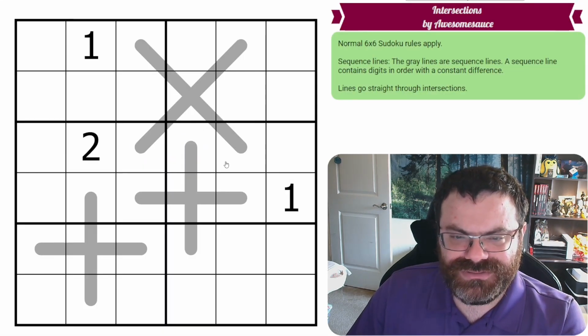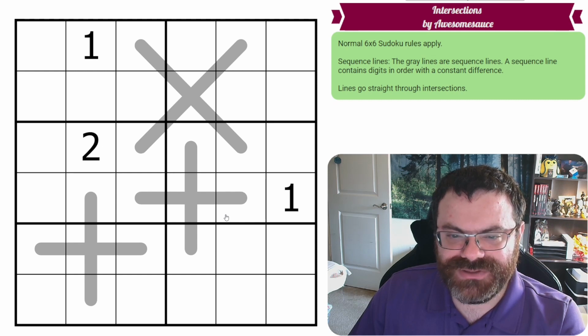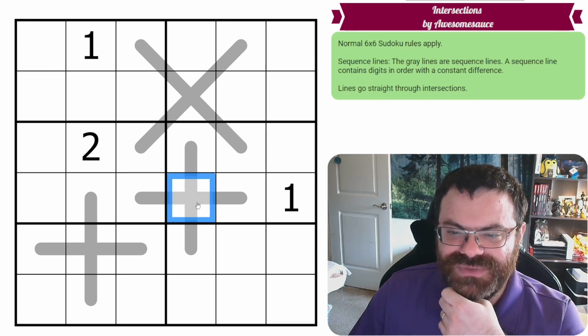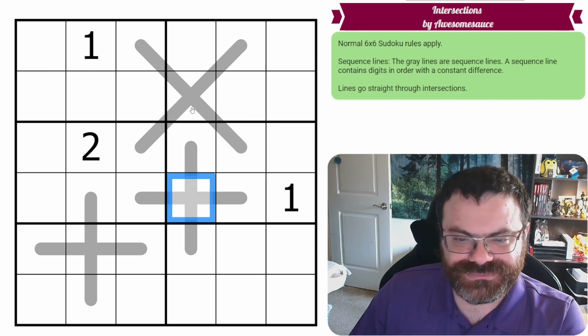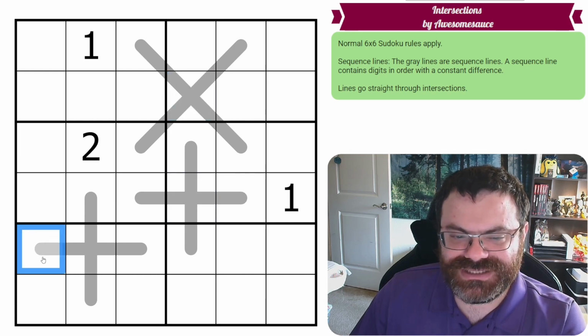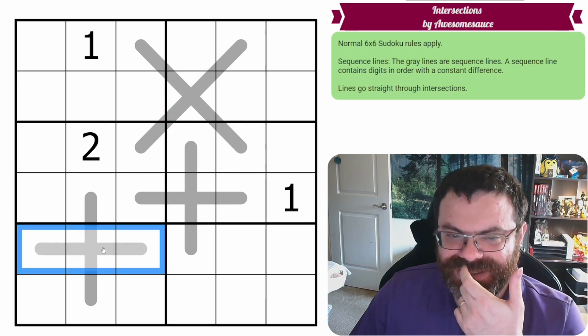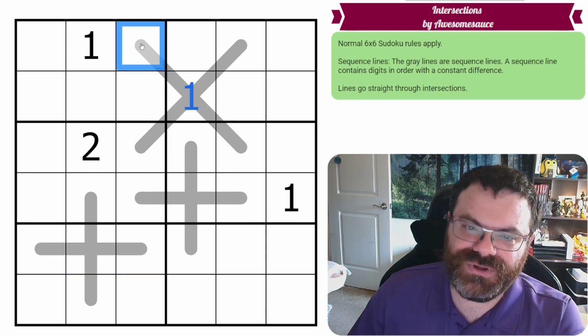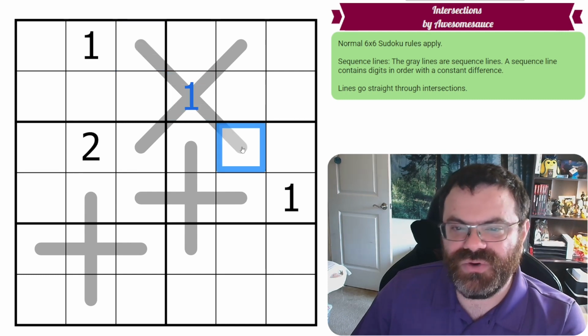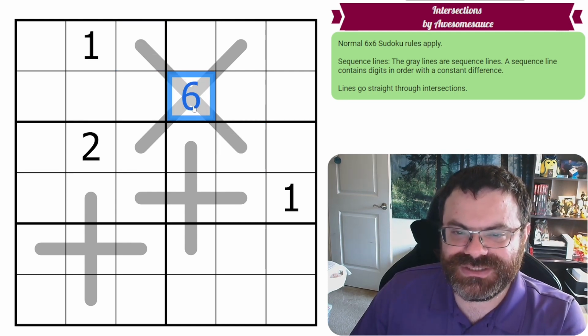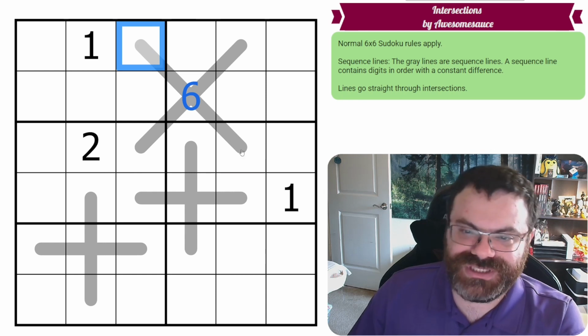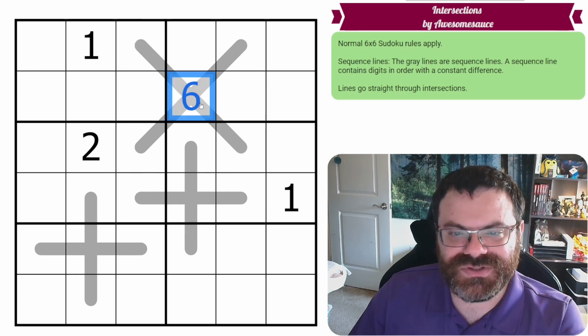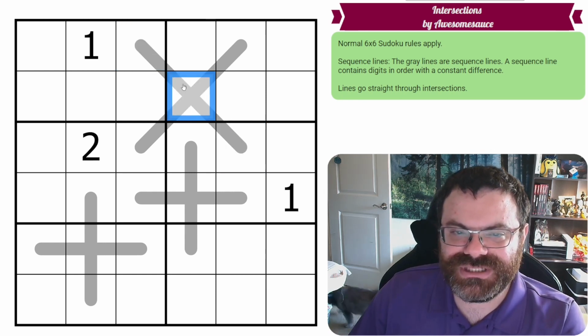All right, so I think an important observation about sequence lines is the middle digit can't be a 1 or a 6. And the reason for that is, let's use this one, for example. If this was a 1, on one side we could go 2 or 3 or whatever, but on the other side we'd have to go below 1, and that's just not going to work. Same with 6. On one side I could go below 6, but on the other side I'd have to go above 6, and that's also not possible. So this isn't a 1 or a 6, for example.